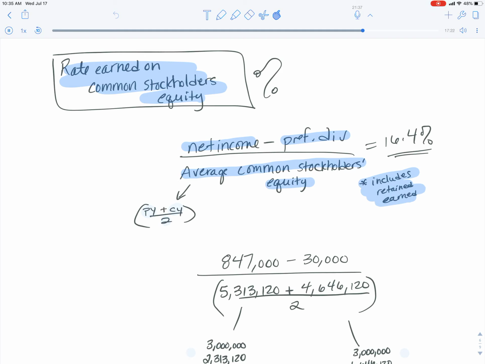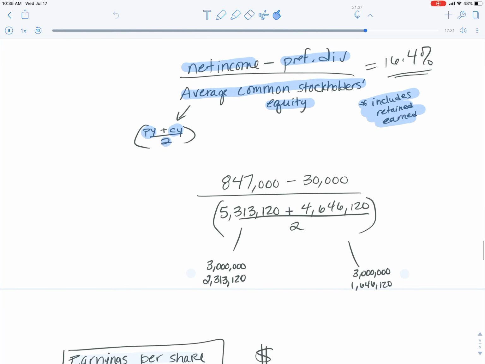So take those totals for each of the 2 years, add them together, and divide by 2 to get your denominator. So there's an example that I've done here for you where you've got common stock from prior year, current year, you add them together, divide by 2.